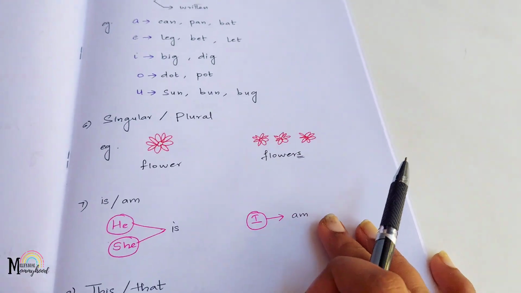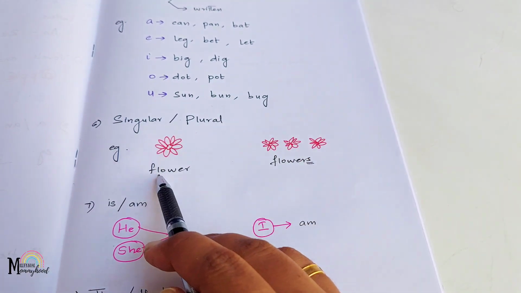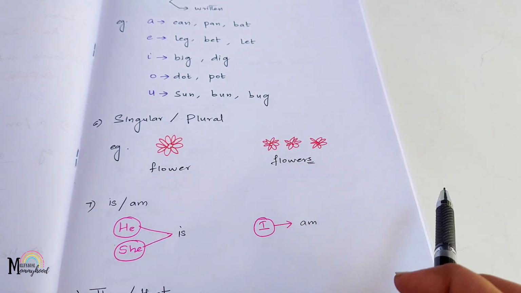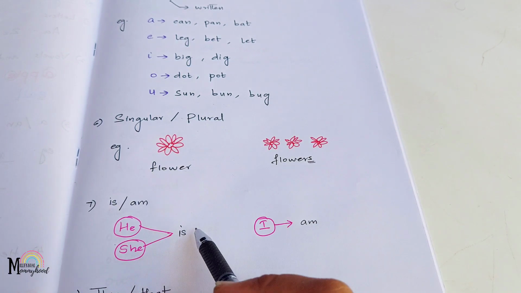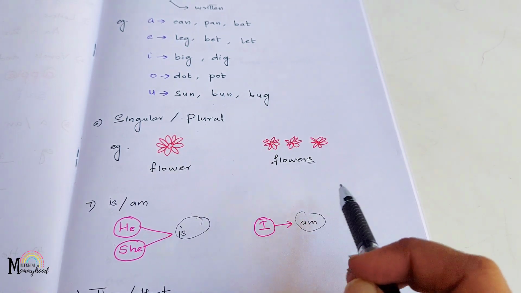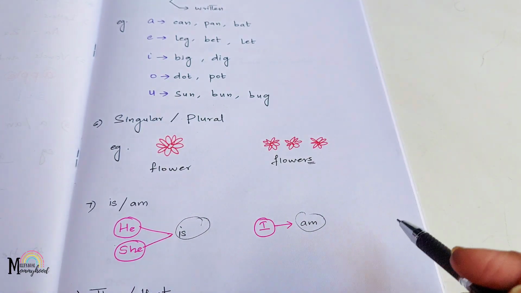The next concept which comes is singular and plural. So when there is one, we call it singular. When there are more, we call it plural. And they are taught that if there is one flower, they call it flower. If there are more, we call it flowers. Then comes the concept of is and am. When he and she are coming, we use is. And whenever I is coming, we use am.